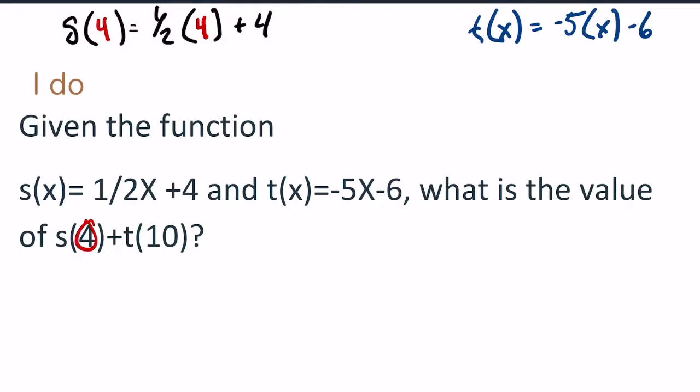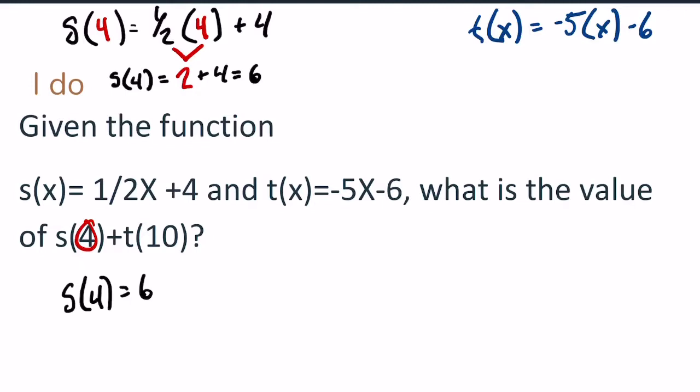Well, all I have to do now is bring this down. So we have s of 4 equals 1 half times 4. 1 half times 4 just means 0.5 times 4, or whatever half of 4 is. And we know that is 2. So this is going to be 2 plus 4, which is very, very simple. This gives us 6. So we know that with the input s of 4, we get 6. So if we get the input of 4, we get the output of 6.